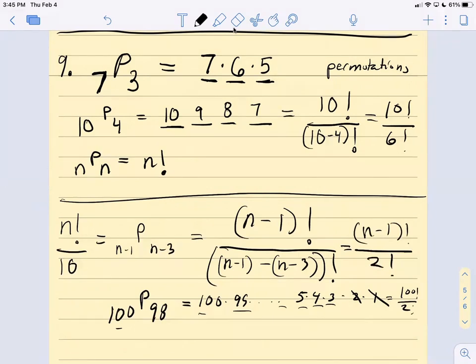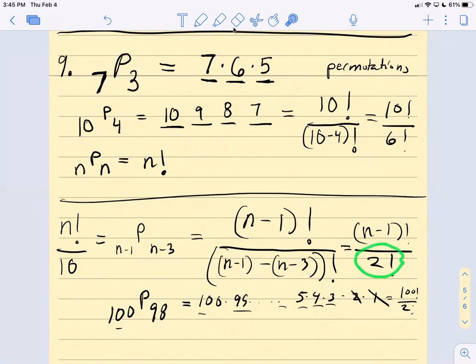So any questions on the reasoning for this formula, that n minus 1 P n minus 3 is n minus 1 factorial over 2 factorial? What do you guys think? Does that make sense? I know it can be a little bit confusing there, but how many of you feel like you got that? I'm kind of confused where you got the 2 from.